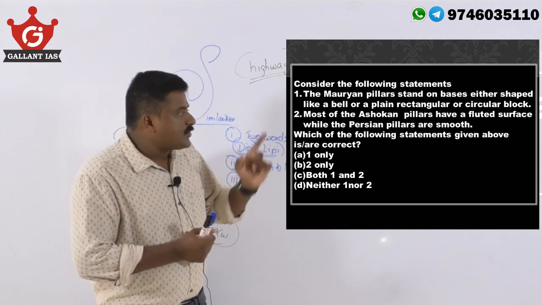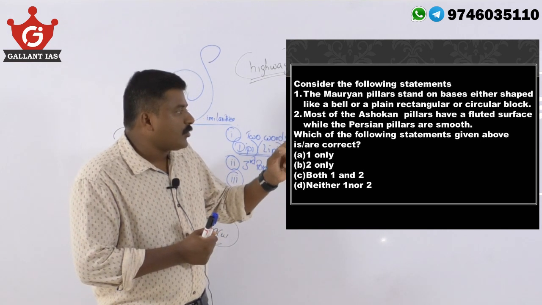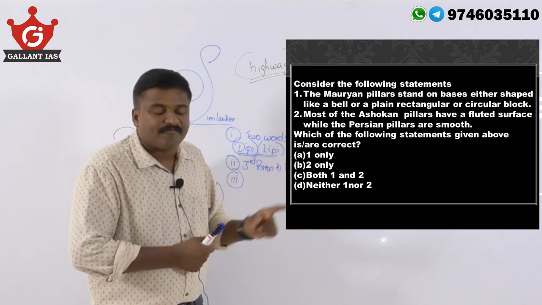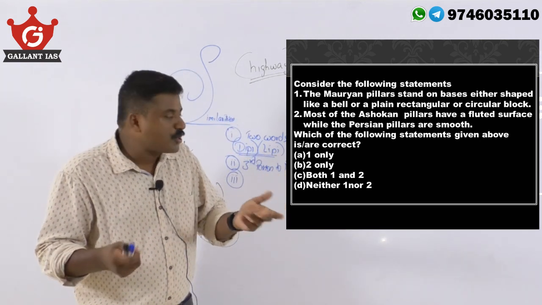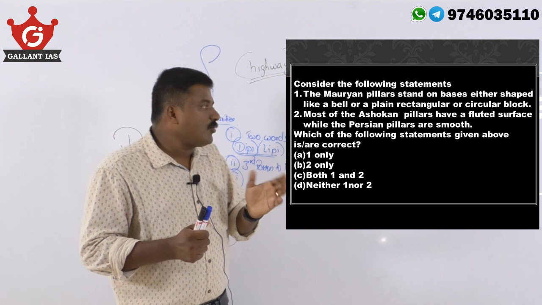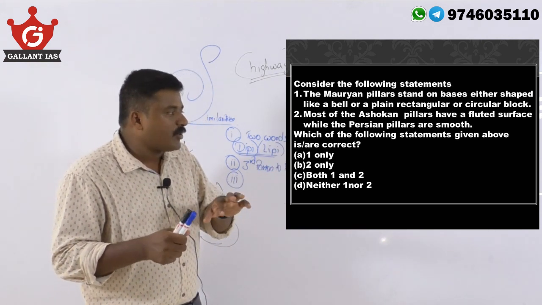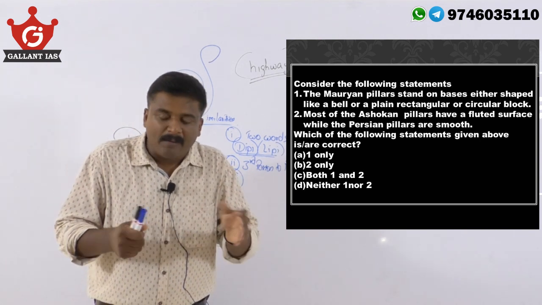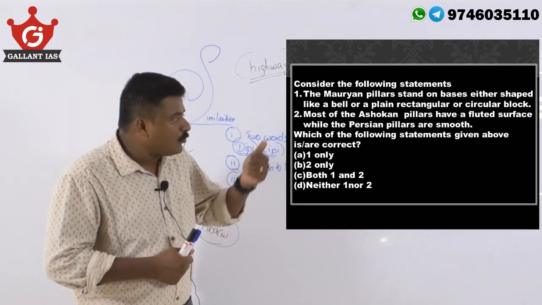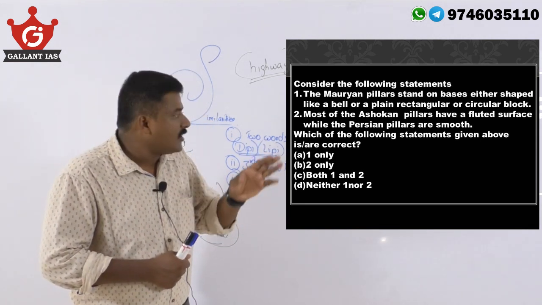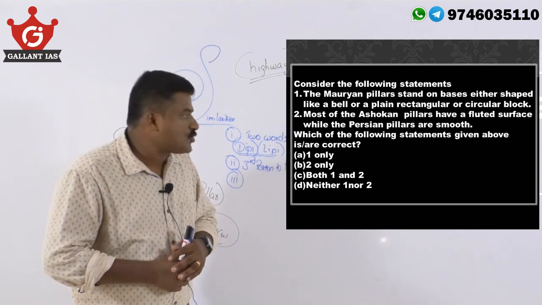Consider the following statements. The Mauryan pillars stand on bases either shaped like a bell or a plain rectangular or circular block. This is not a feature of the Mauryan pillar. This is a feature of the Persian pillar. Mauryan pillars do not stand on bell-shaped bases or plain rectangular or circular bases. But Persian pillars have bases, either cylindrical, circular or rectangular. Persian pillars have them; Mauryan pillars don't have such a base.